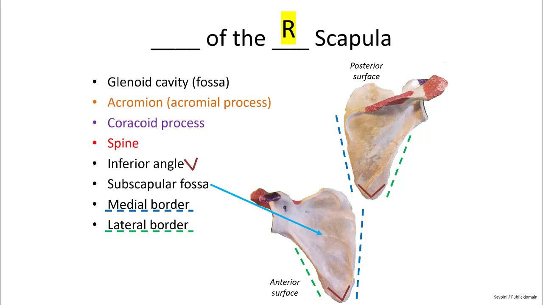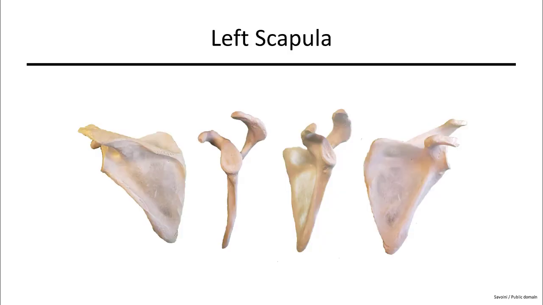Then we have the inferior angle, that is the bottom pointy portion, as well as the medial and lateral borders indicated in blue and in green. And then finally is the subscapular fossa, which is the smooth surface that presses against the torso, just posterior to the ribs. Here are some images of the left scapula.